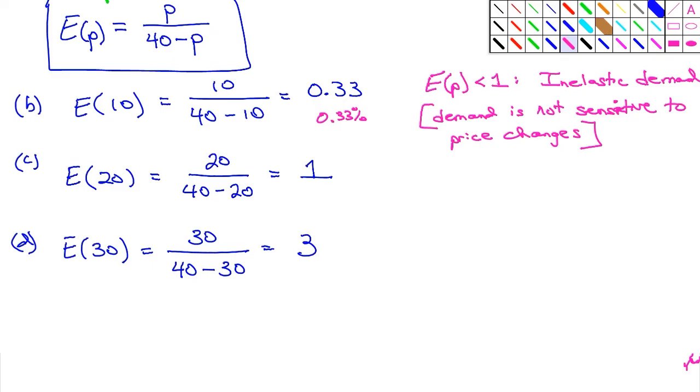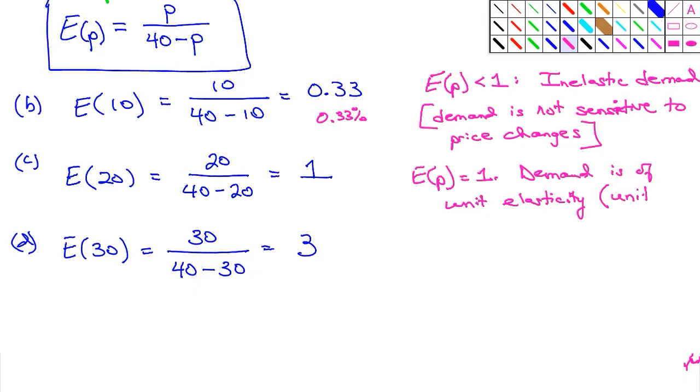Our middle level here is when E of P is equal to 1. That means that demand is of unit elasticity, also known as unitary. And that means that for a 1% increase in price, there was a 1% decrease in demand. So sort of the same percentage resulting from both price and demand changes.